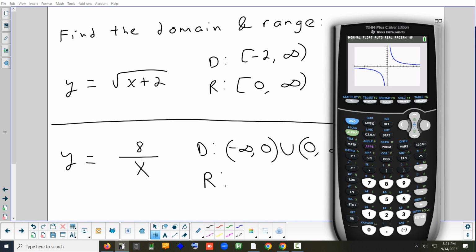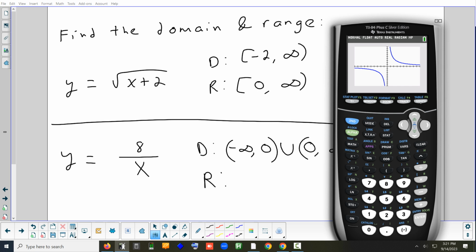Now, how high does it look like the graph is going? It is going to infinity. Because think about if you plugged in a number very close to 0, like 0.01. If you take 8 and divide by 0.01 for x, look how high of a y value you get. And the smaller and smaller you make x, the bigger and bigger y gets. So it does go up to infinity.